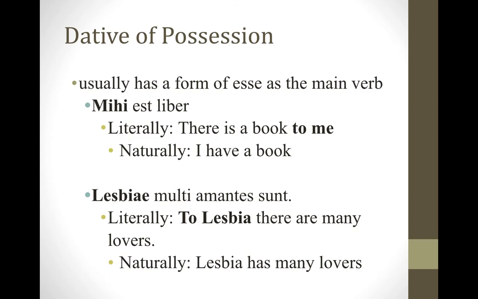Notice here on all of these, we were looking for a form of the verb to be. In the first one, since it's simply a pronoun and then the object, the object obviously being the subject, we just have simple est. And then when you look at the other one, Lesbiae multi amantes sunt, it gets a little complicated by bringing in a participle, but everything still works the exact same way. So you still have your form of the verb to be.